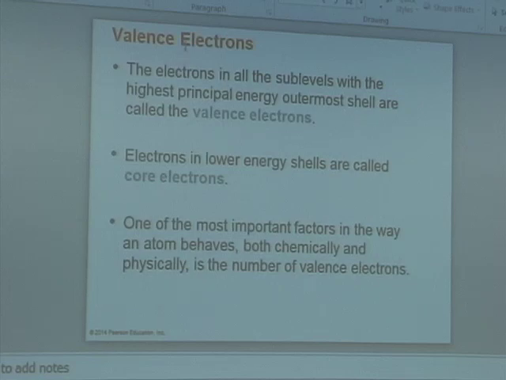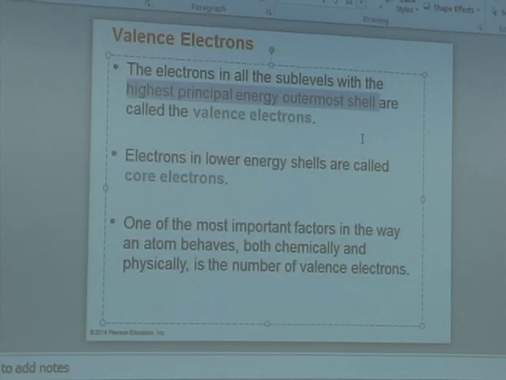So we refer to valence electrons as electrons in the sublevel with the highest principal energy level, and which is also in the outermost shell. Electrons in the lower energy shells are referred to as the core electrons.